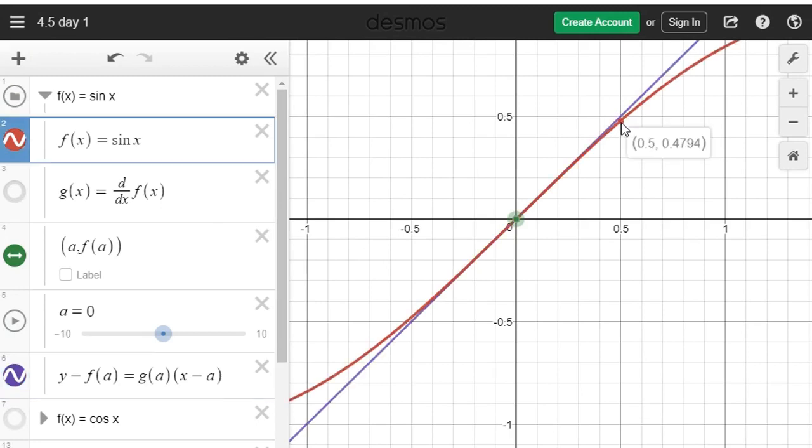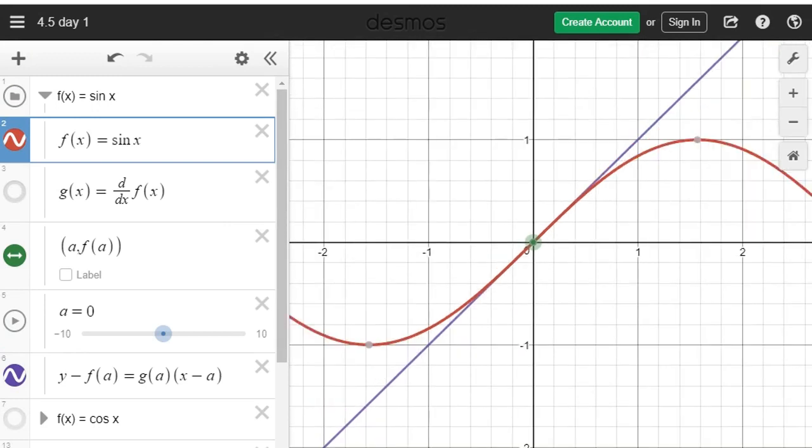The value of the actual function there is 0.4794. Now, while that's off by a little bit, it's at least a pretty decent approximation for us if we don't have a calculator. One thing to notice, though, is that as you get further and further away from the point that you made your linearization, you get further and further away from a good answer.